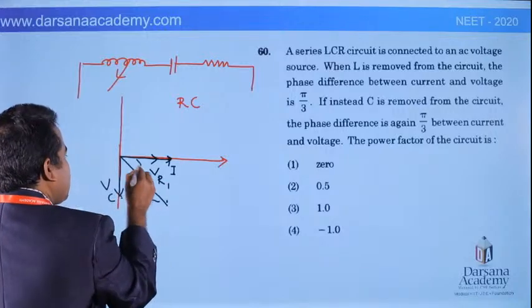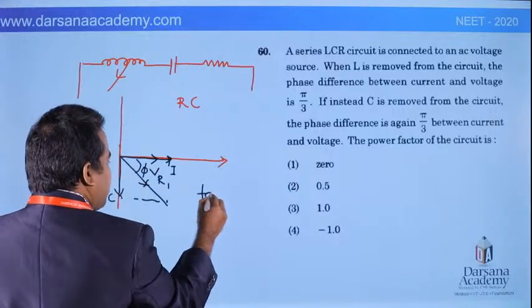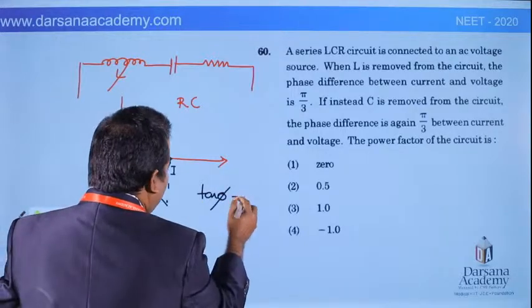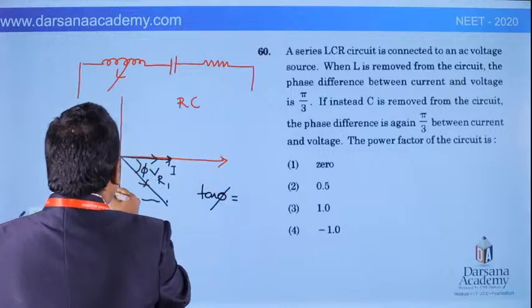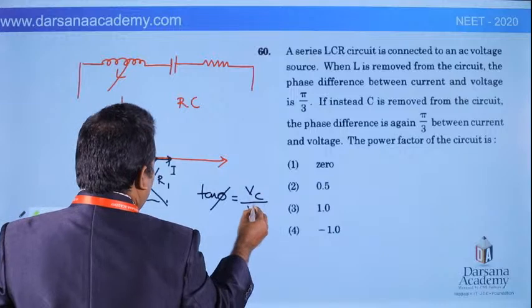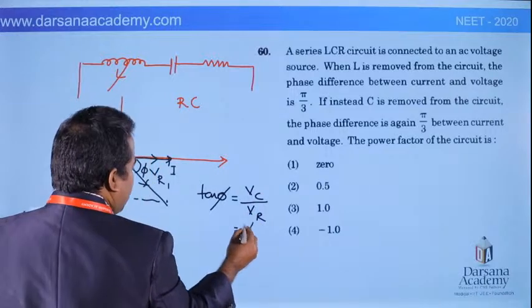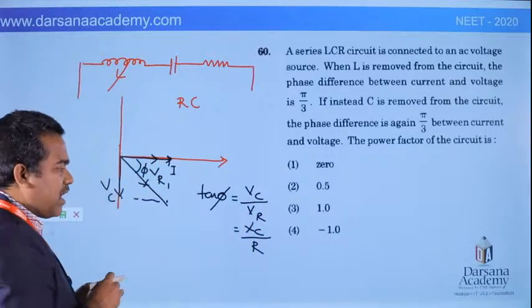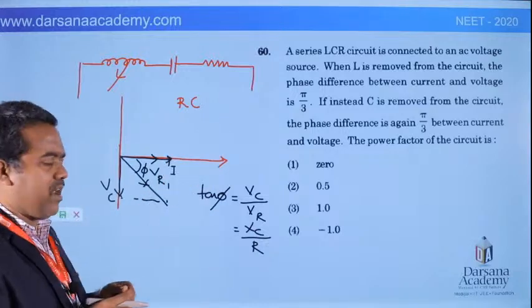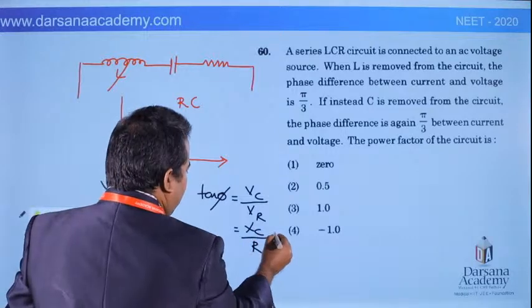Z, this is phi. Suppose we need to find the value of tan phi. That is nothing but equal to VC divided by VR, or XC divided by R. So that is important. But it is given as pi by 3. So pi by 3.